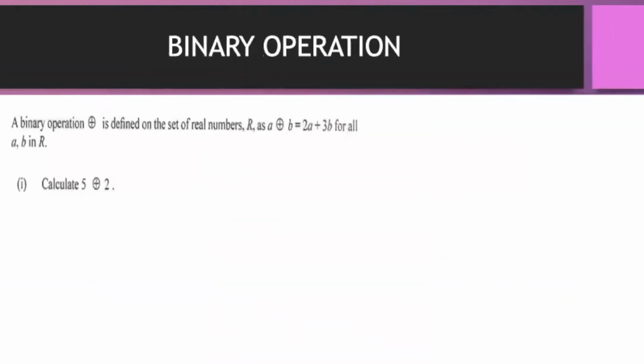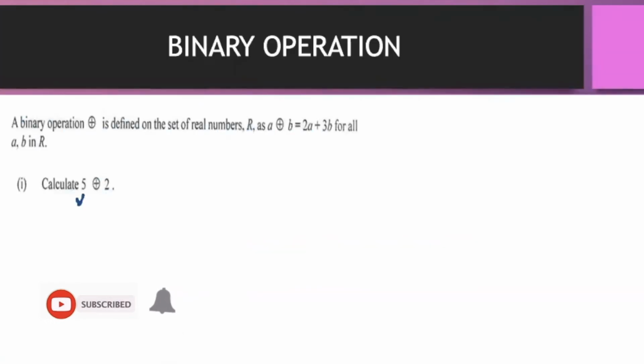Here we have a binary operation question. It states a binary operation, we call the circle with the plus sign within it, O plus, is defined on the set of real numbers R, capital R, as A O plus B is equal to 2A plus 3B for all A, B in R. Now, we're calculating 5 O plus 2, where 5 and 2 are real numbers.